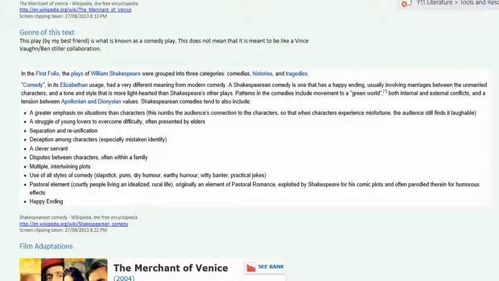A Shakespearean comedy is one that has a happy ending, usually involving marriages, and a tone or a style that is more light-hearted. Patterns in the comedies include movements to a green world. In this case, I guess you'd say it's Belmont, which again, you'll read and you'll understand what I mean by Belmont. It's not Belmont in Geelong. I wouldn't say that's so green. I'm getting lost. Alright, so we also have internal conflicts within characters and external conflicts between characters and a tension between Apollonian and Dionysian values.